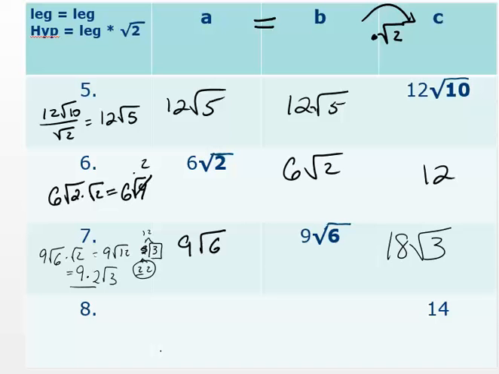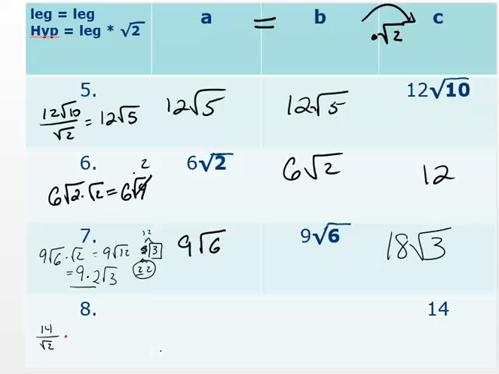Number 8, if the hypotenuse is 14, to go backwards to the length of the leg, we're going to divide by rad 2. 14 is a regular number. Rad 2 is underneath the radical, so I can't divide those, but I also cannot leave the square root at the bottom of a fraction. So we're going to rationalize the denominator.